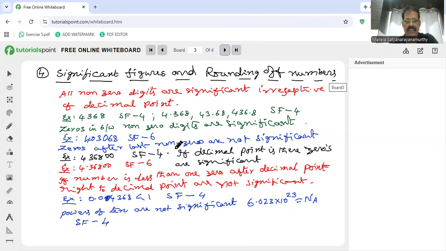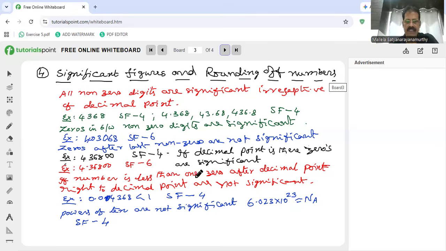Zeros after the last non-zero are not significant. So see, 436800, if these zeros are there, no use. Significant figures are 4 only. But if a decimal point is there, zeros are significant. Anywhere you put the decimal point, these zeros are significant. So now see, 4.36800, significant figures are 6.